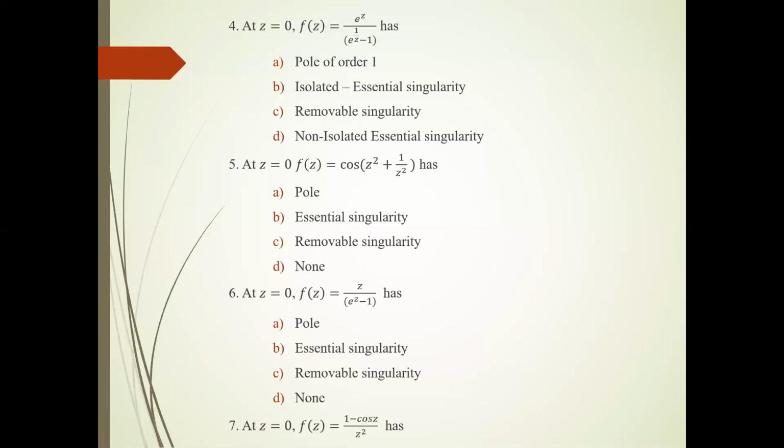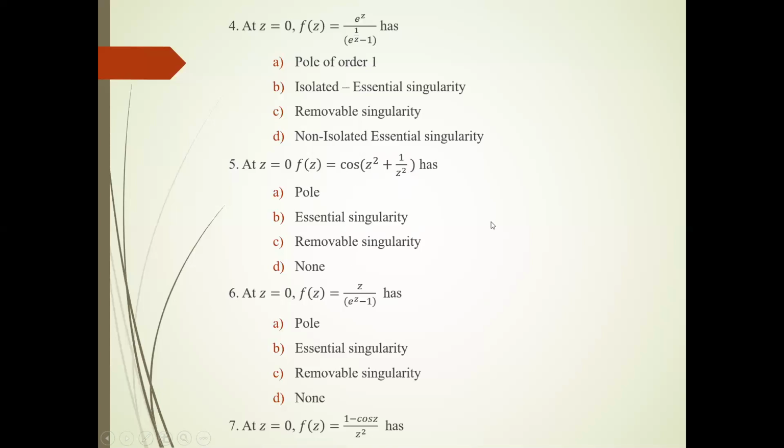Now see question number 5. We have to check at the point z equal to 0. Here f(z) is equal to cos z square plus 1 upon z square. There are 4 options: pole, essential singularity, removable singularity, none. First I apply the limit and check whether it has a removable singularity at the point 0 or not.